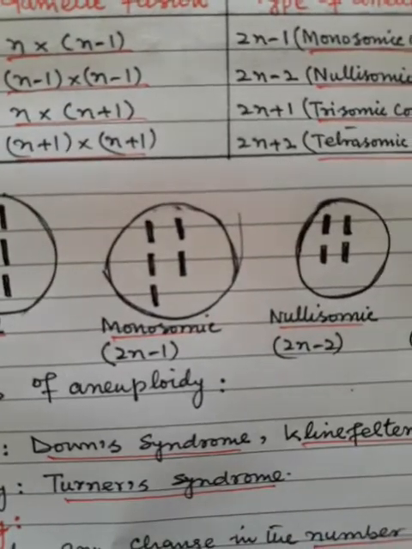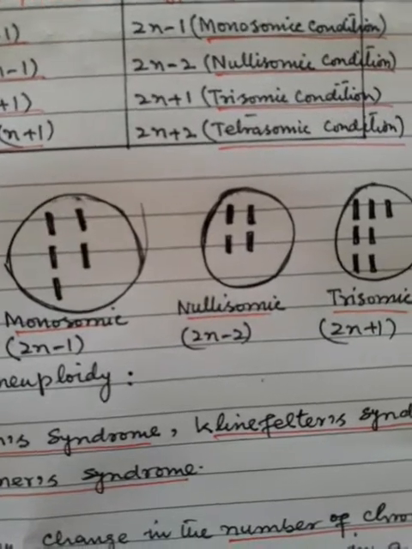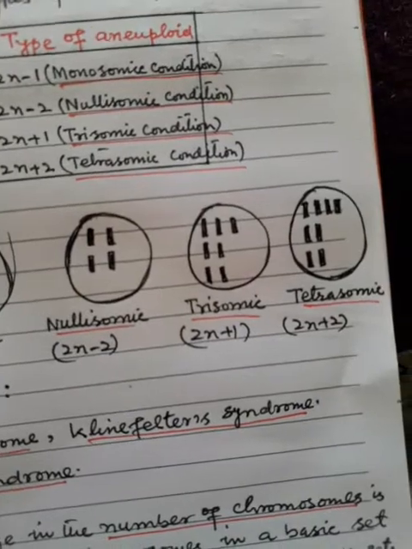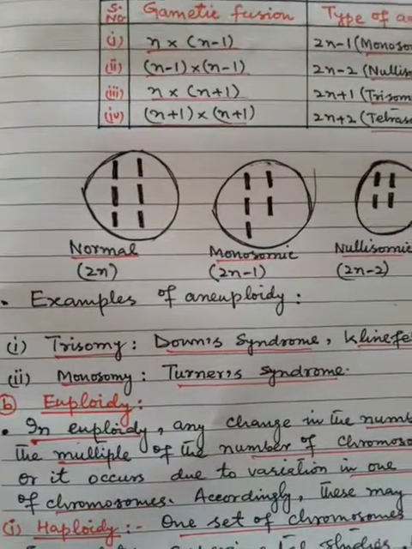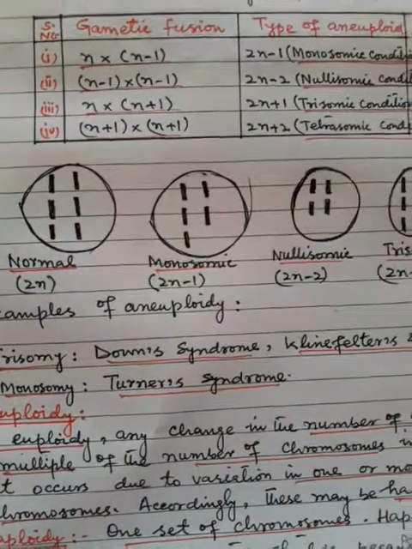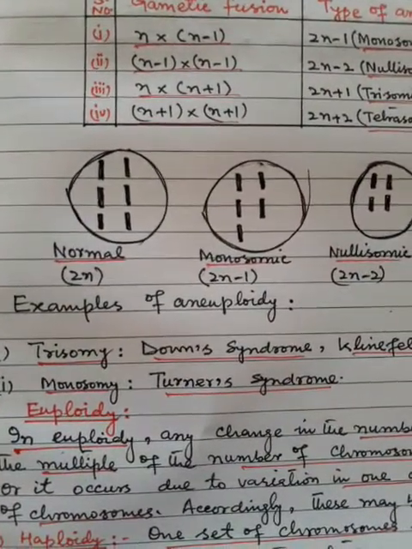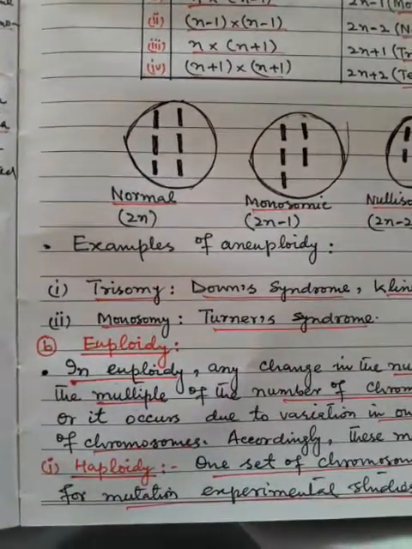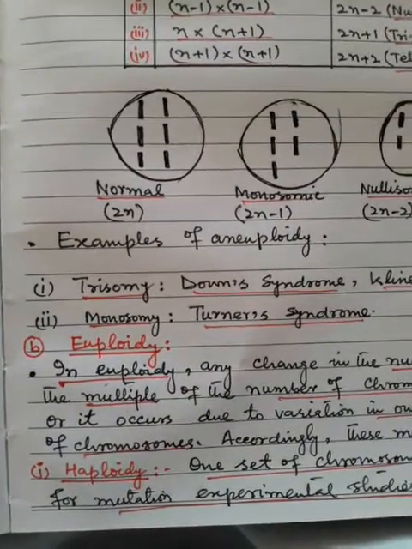First one, it is normal 2n. Second diagram, it is monosomic 2n minus 1. You can see one is absent. Nullisomic, it is 2n minus 2. Trisomic 2n plus 1. And tetrasomic, it is 2n plus 2. Examples of aneuploidy. Number 1, trisomy: Down syndrome, Klinefelter syndrome. And number second is monosomy. It includes Turner syndrome.